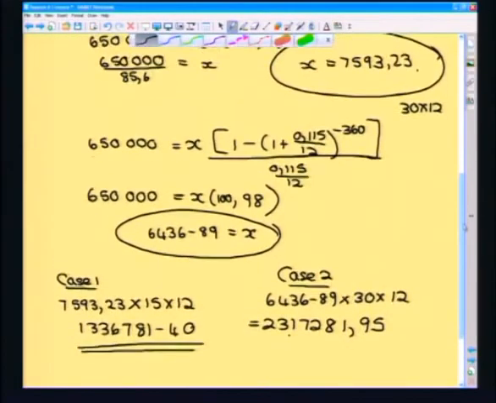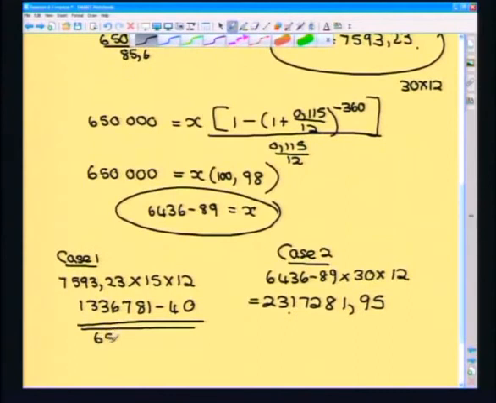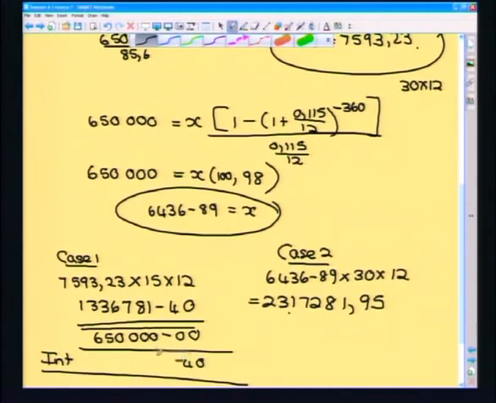So what am I saying? I'm saying, look, his original loan was 650,000. So in other words, in interest, he ended up paying, and I'm going to be good and not use the calculator, that's going to give me 716,781. That's how much interest he ended up paying. In this case, he still had the same loan, and here he ended up paying a lot more interest.